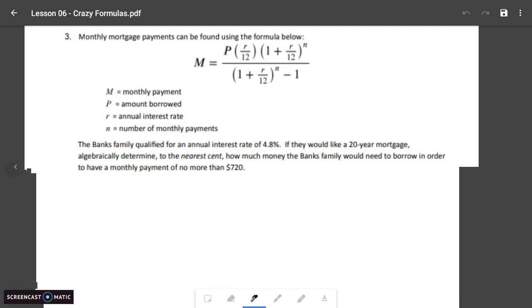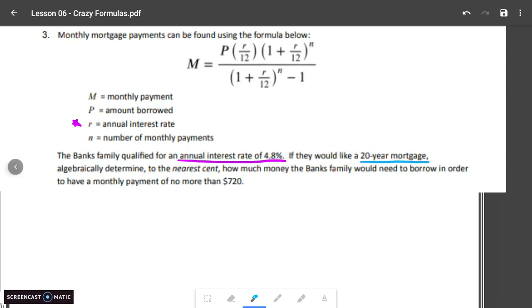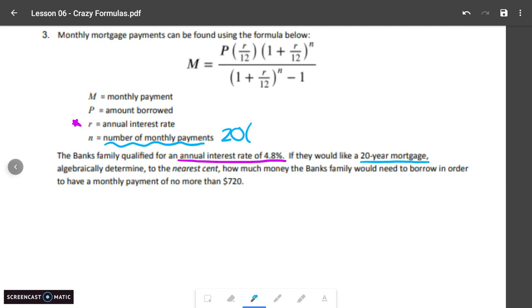We have this monthly mortgage payments and we have the formula that's given. Everything's kind of brought down for us here. R is our interest rate. We're talking about a 20-year mortgage. So we got to be careful here. There's nothing for time. Instead, if it's a 20-year mortgage and it's a number of monthly payments, we're going to get 240 there.